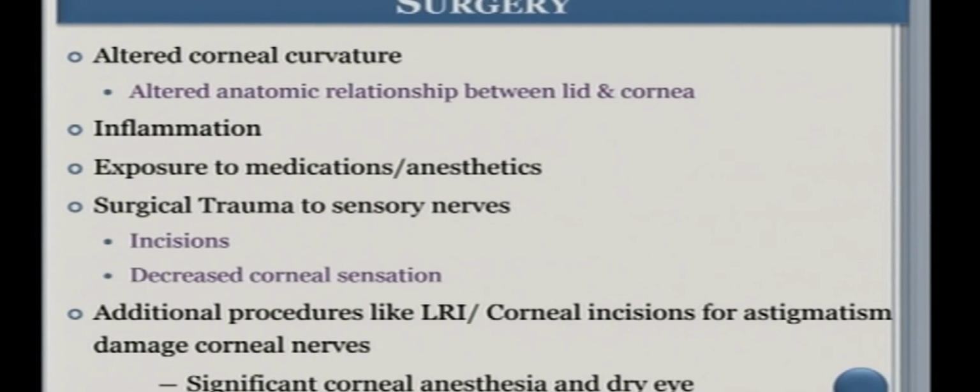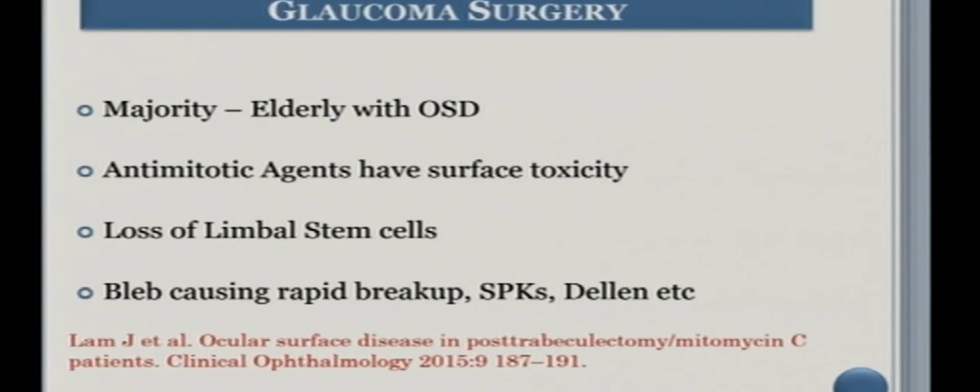And of course, when we do a surgery, we alter the corneal curvature, so the breakup time becomes fast. There can be inflammation. You cut the nerves as well. You do additional procedures, like we want 6/6 vision unaided, so we want to correct the astigmatism. So we do LRIs and all these corneal incisions. We cut the nerves further. So what happens is that there's significant corneal anesthesia, and that causes reduction of tear film.